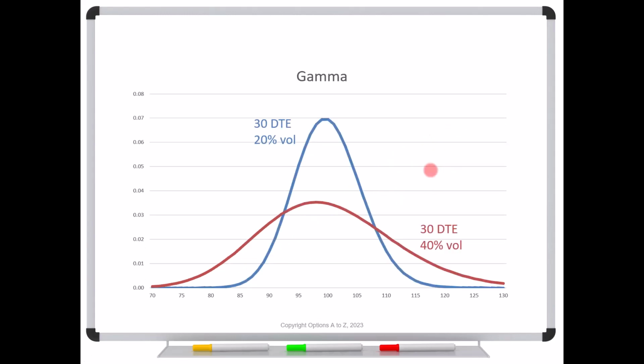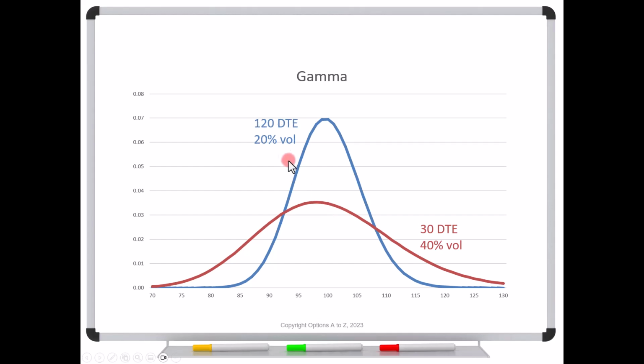What about gamma? Now our curves are showing gamma, so if the stock is 100, my 30-day option at 20% vol has a gamma about 0.07. That just means we're going to add 7 deltas if the stock rises $1 or lose 7 deltas if it falls $1. But look at the higher vol stock. We have a gamma here maybe around 3.5. So it's exactly cut in half. And we've talked about that before. If you double the volatility, all else equal, you're going to cut those gammas in half.